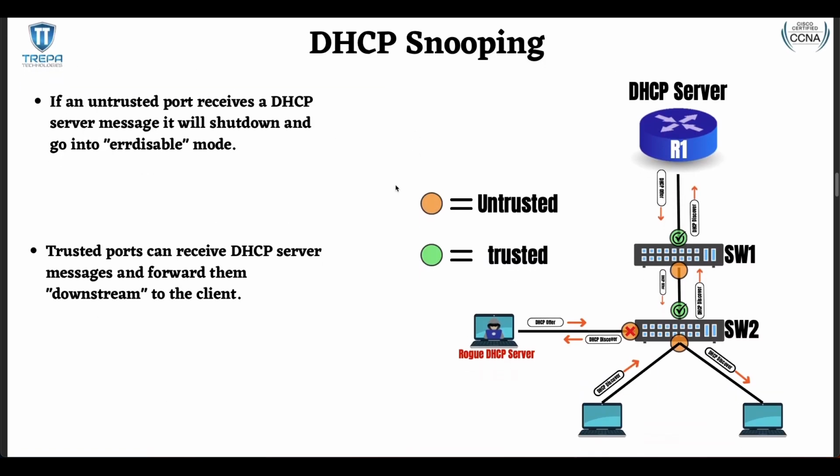So I got a little bit ahead of my slides here, but here we go. If an untrusted port receives, keyword here, receives a DHCP server message, it will shut down and go into an error disable mode. Essentially, that's our protection. That port is going to be shut down, no longer receiving. And then trusted ports can receive DHCP server messages and forward them downstream to the client. So with that trusted port on the receiving end of DHCP server messages, it's going to allow them, and then it's going to send it outbound. So those untrusted ports only care about the DHCP messages it's receiving.